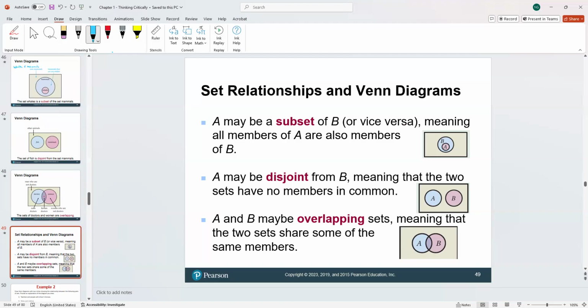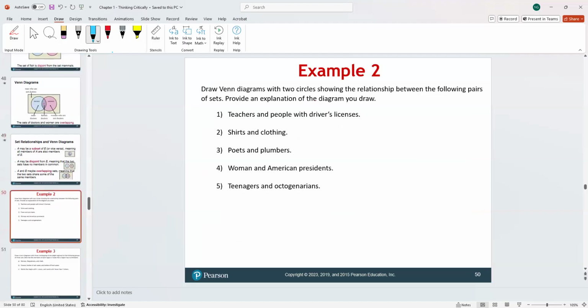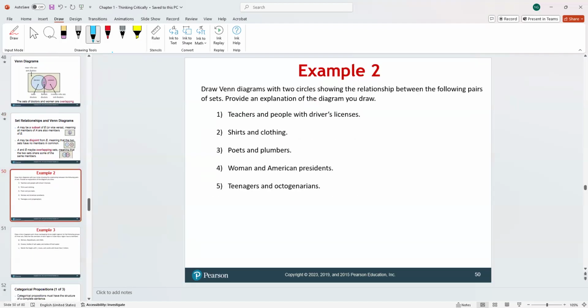Now, A and B may be overlapping sets, meaning that the two sets share some of the same members. You see where they are overlapping. So the Venn diagram for this case consists of two overlapping circles. We also use overlapping circles for cases in which the two sets may share common elements. And of course, I strongly advise you to read everything you see in this section.